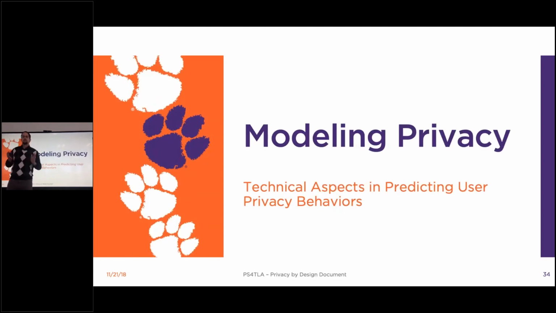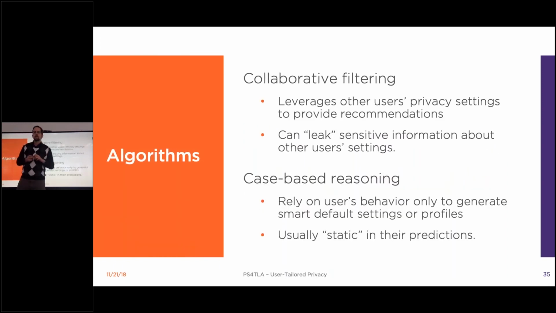So now we are moving to modeling users' privacy preferences based on the collected information. I'm not going to go into a lot of detail on algorithms, since it turns out that standard machine learning algorithms work quite fine also in the realm of privacy modeling. A main distinction that can be made in terms of algorithms is between collaborative filtering algorithms and case-based reasoning algorithms. The collaborative filtering algorithms leverage similar other users' privacy settings to provide privacy recommendations to the current user. This is actually a very powerful technique. It's probably the most commonly used technique in recommender systems and AI at this point.